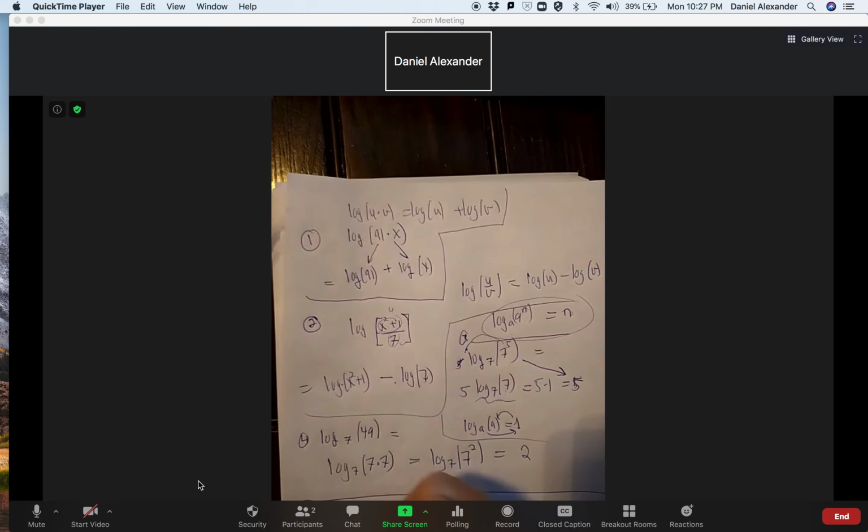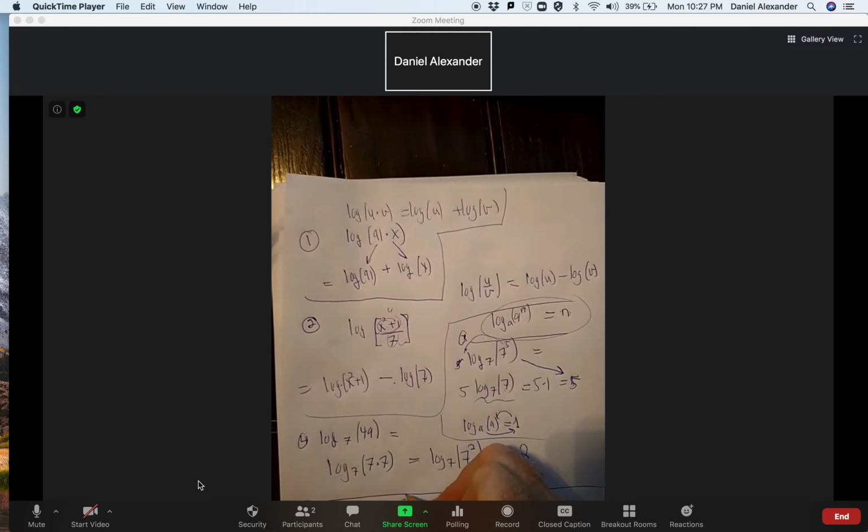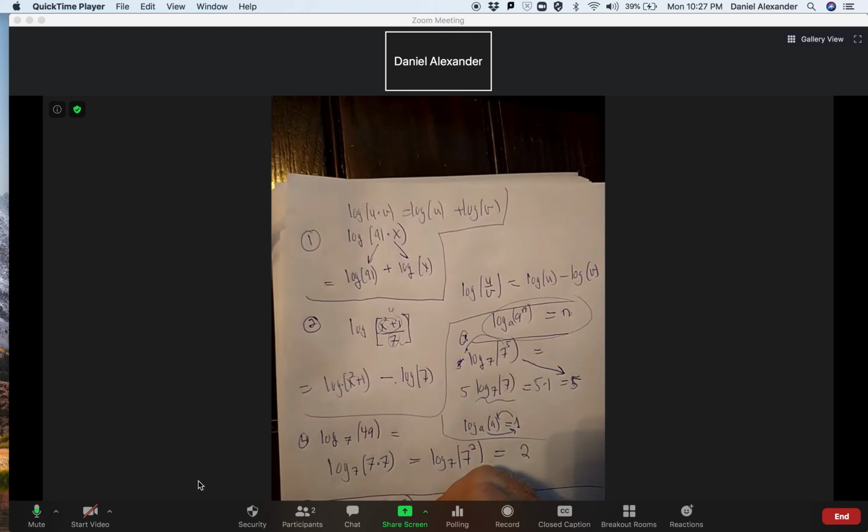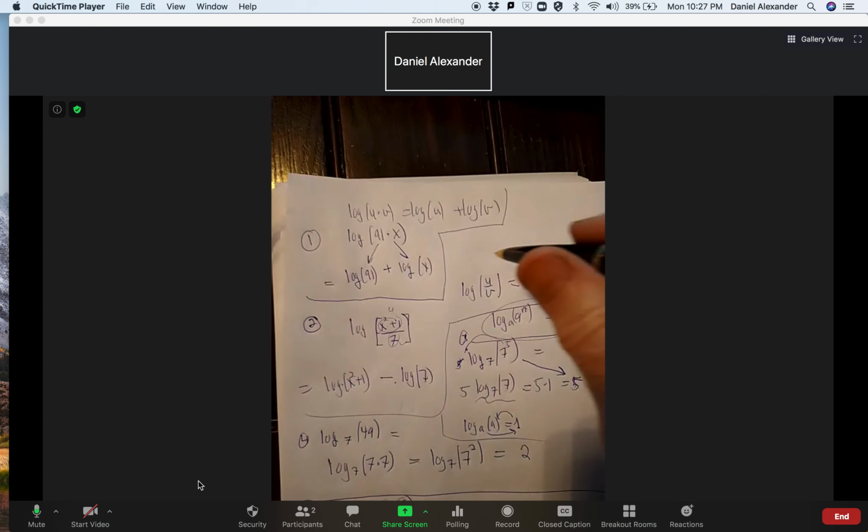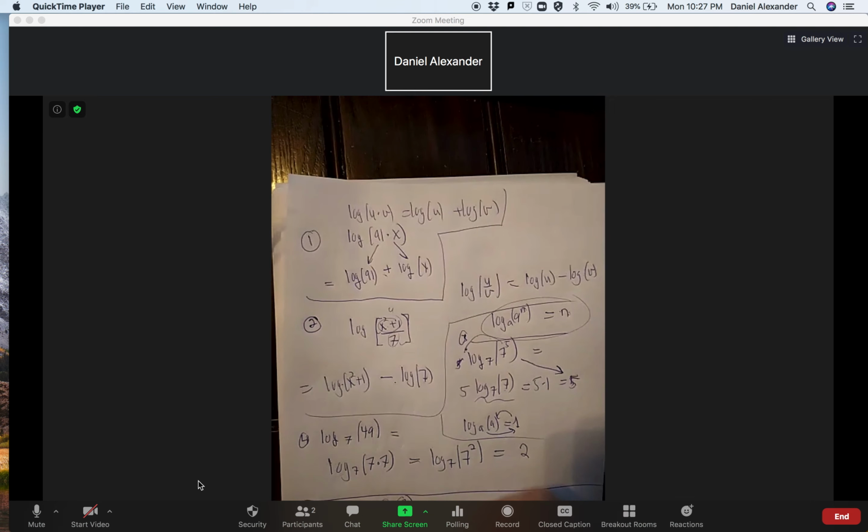Number 5, it's going to be log x squared times z cubed. So this is my u, and this is my v. It's a multiplication, so I'm going to begin by using that formula. And so this is going to be equal to, there's going to be a plus, log of u, which is x squared, plus the log of v, which is z cubed.